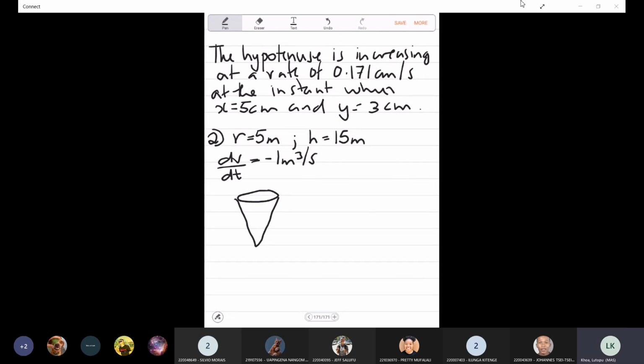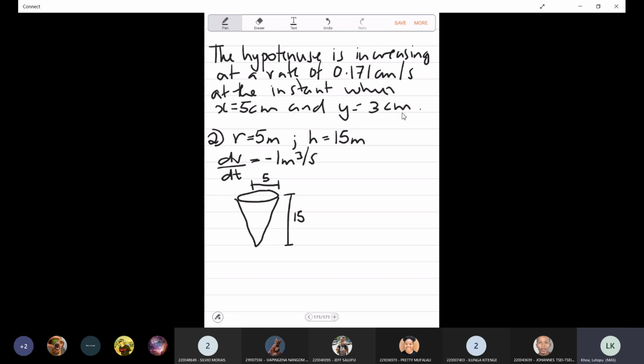Okay, right, so we have the radius here, which is 5, and the height of the cone here is 15, and these are all in meters.